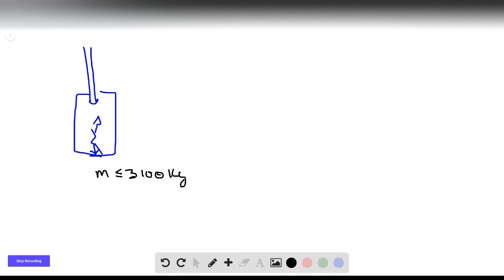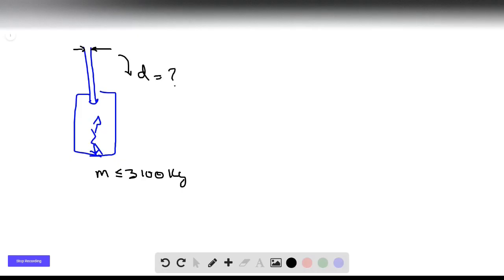Another thing that happens is this cable right here that supports the elevator has a diameter. The actual diameter of the cable happens to be the part that we're looking for. So we want to find what this diameter is.